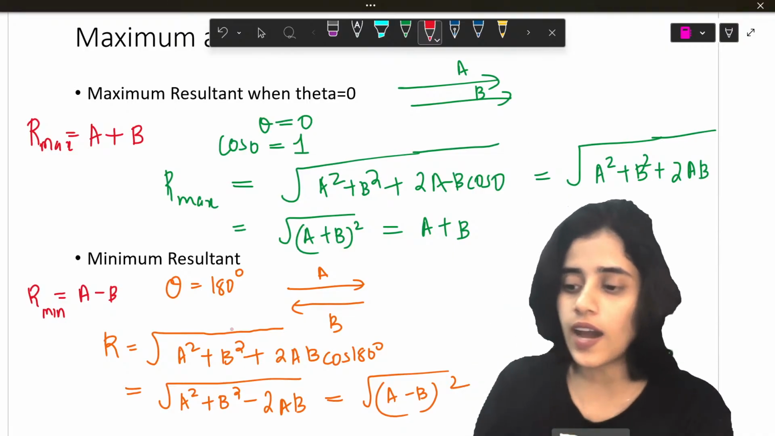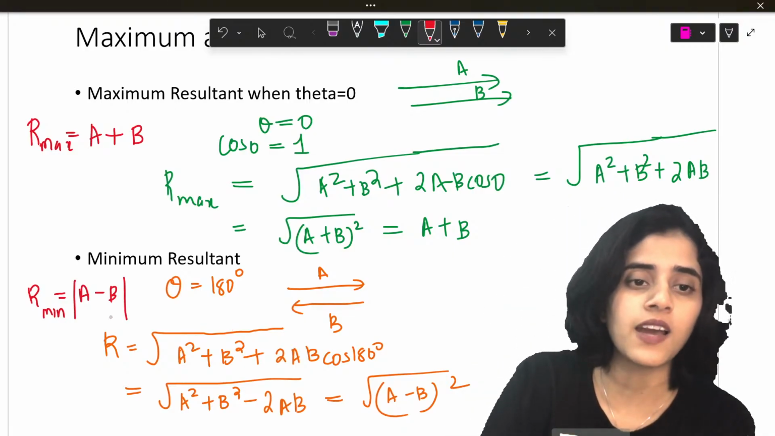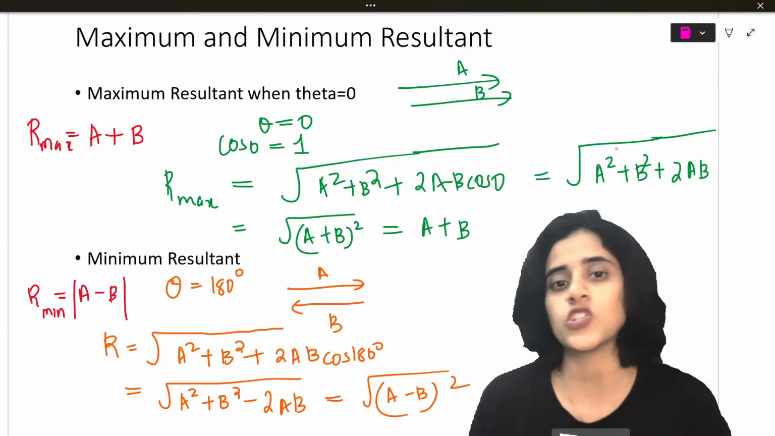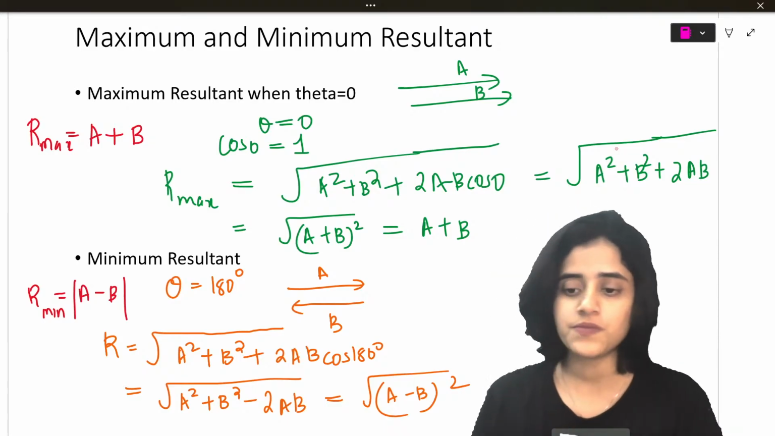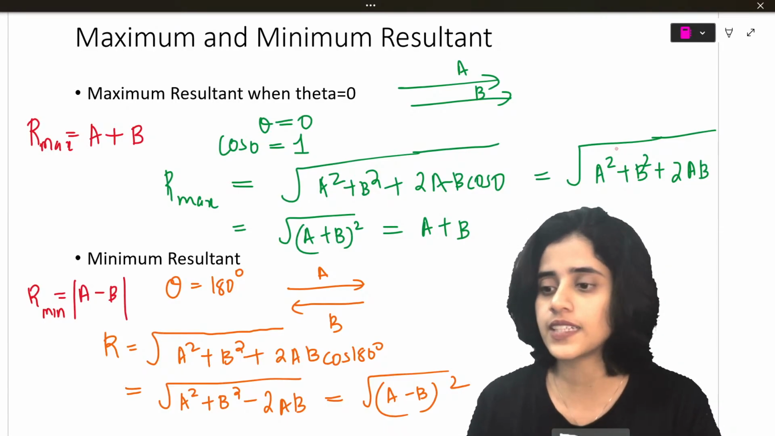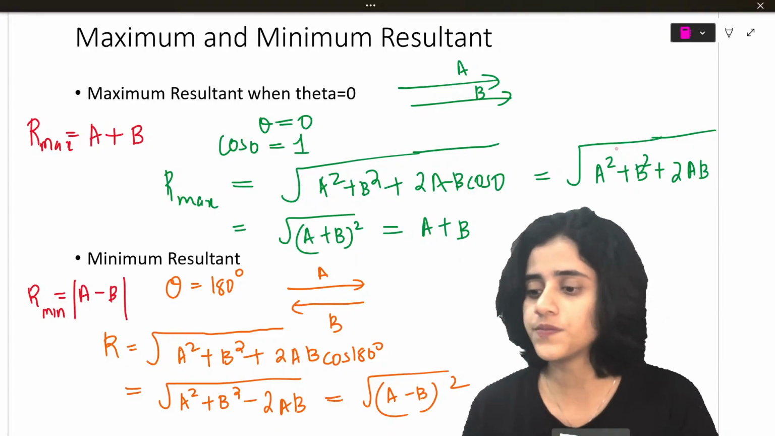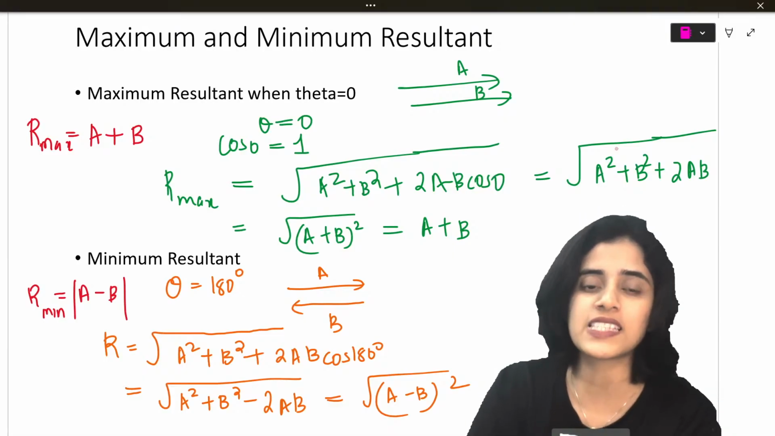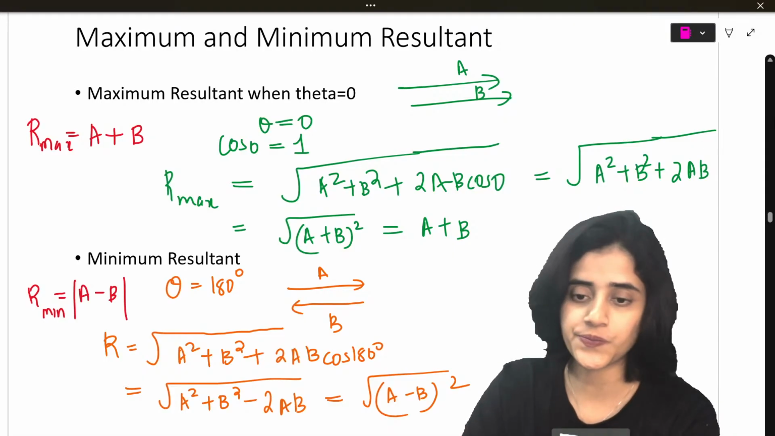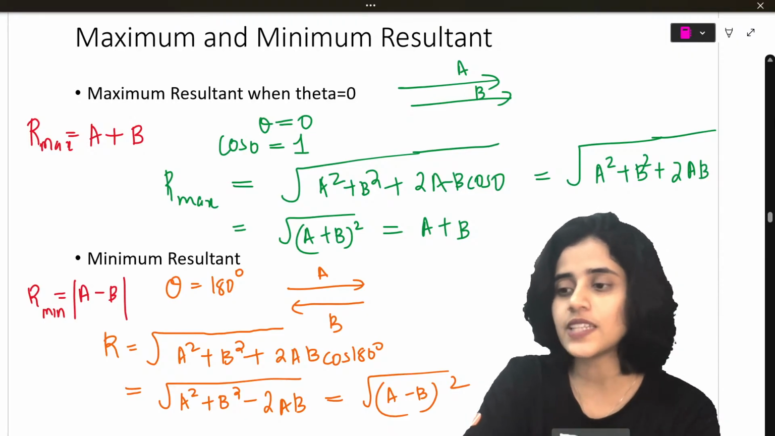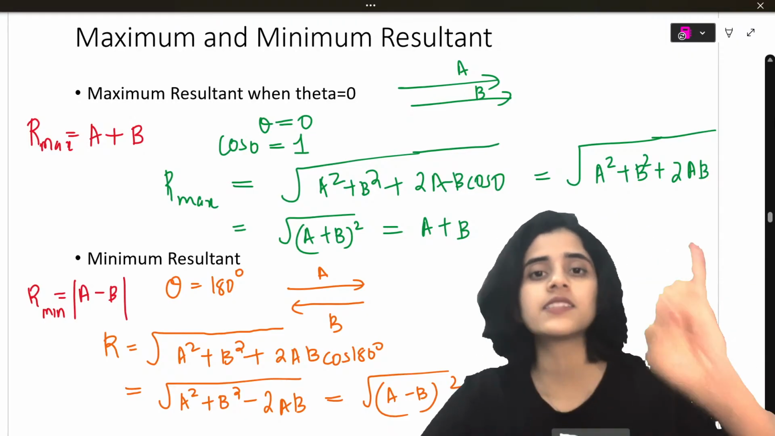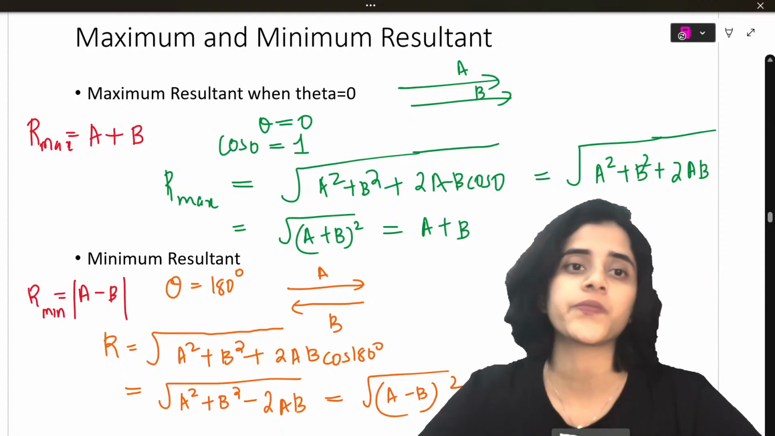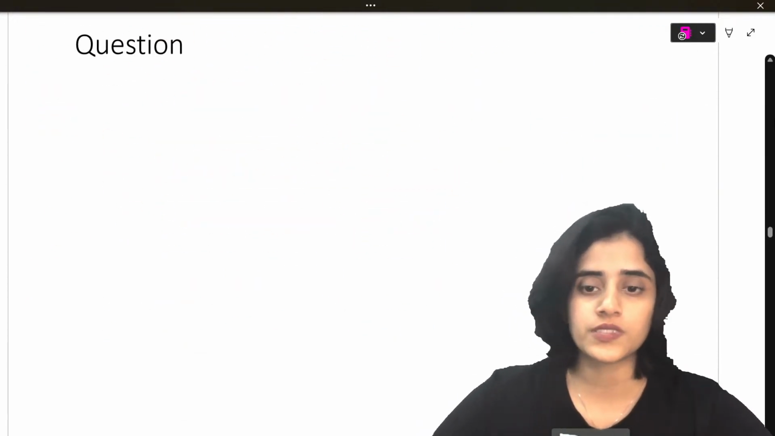So R is maximum when R is A plus B. R is minimum when R is A minus B. Now you don't have to look at the direction, only magnitude. Is this clear? Okay. So these are the conditions for minimum and maximum resultants. So we saw the value of resultant, we saw the angle of resultant, and now we saw when it is minimum and when it is maximum. Now let's look at a question.